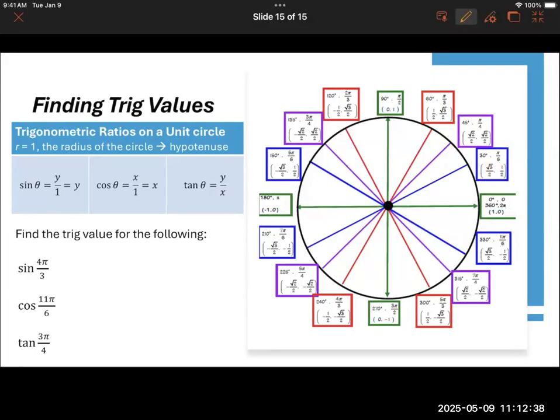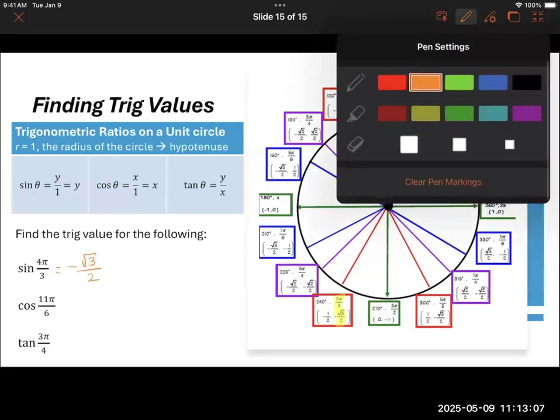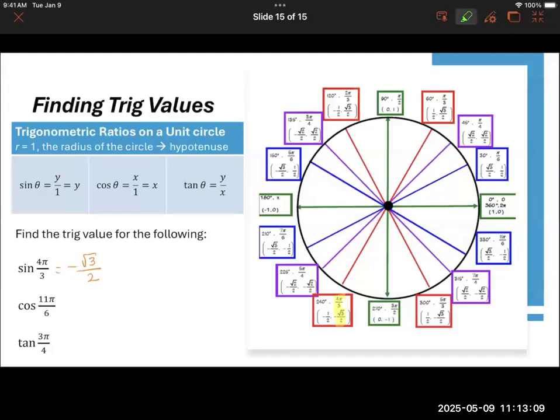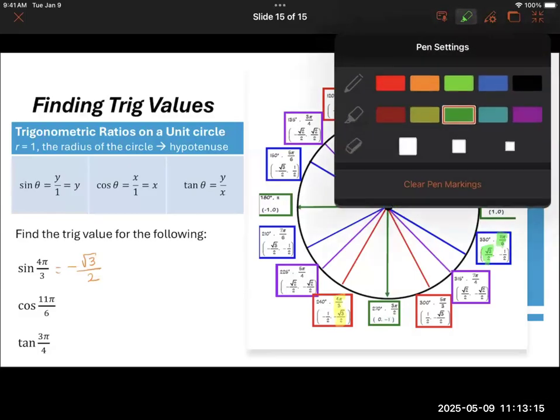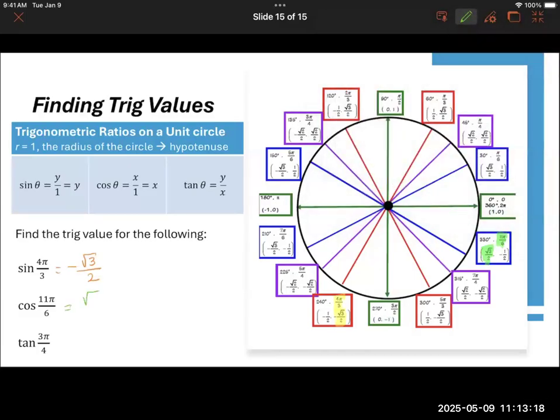All right, so very quickly, if you want to find the trig value then, the sine of 4 pi over 3, for example, you would find 4 pi over 3, which is right here. To take the sine, you would go with the y coordinate, and that is a negative root 3 over 2. If you want the cosine of 11 pi over 6, 11 pi over 6 is there. We take the x coordinate for cosine, and we get a positive root 3 over 2.